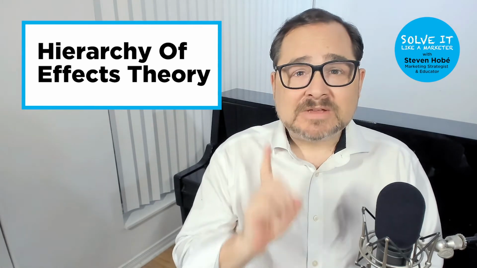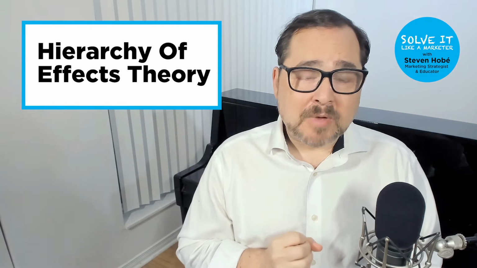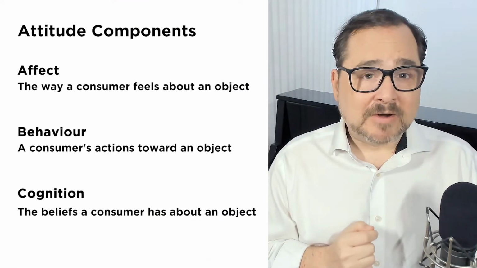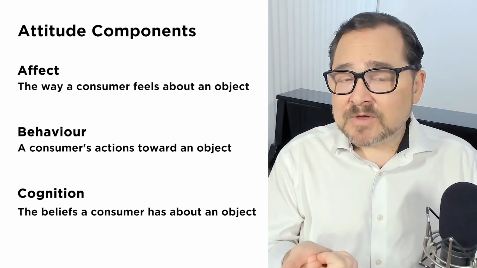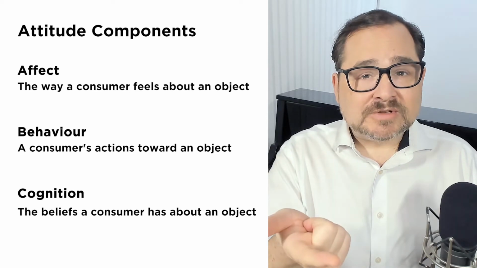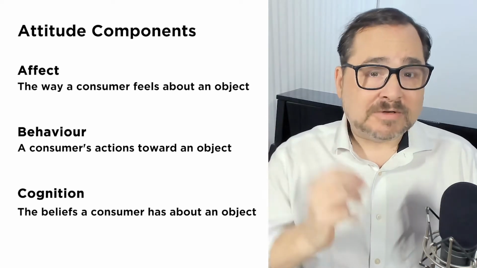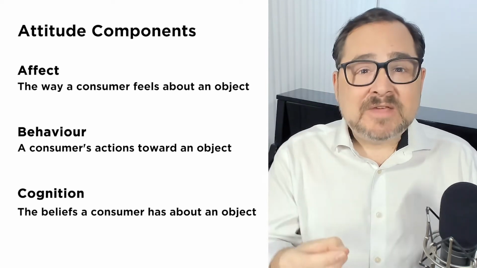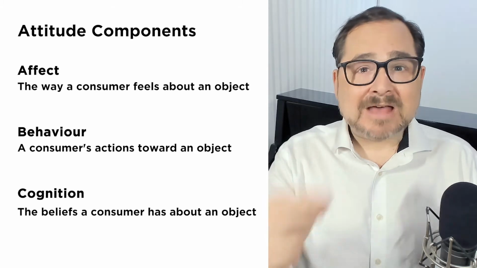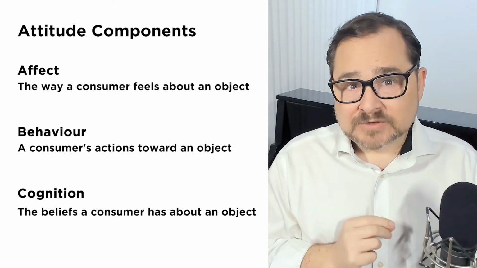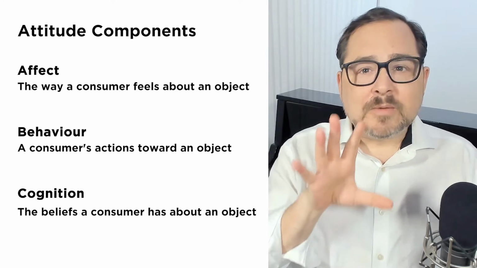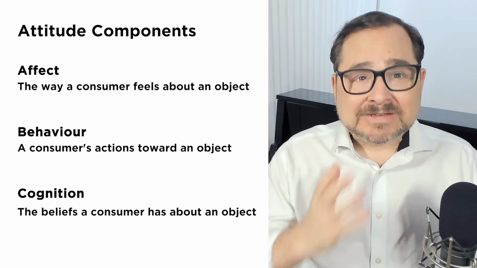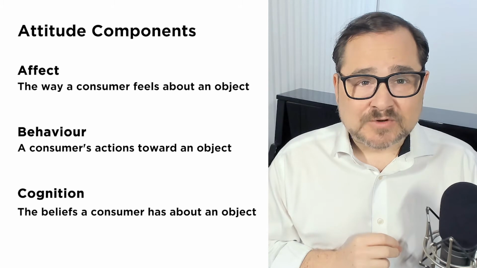So attitude is made up of three core components: affect, the way a consumer feels about an object; behavior, a consumer's actions with regard to that object; and cognition, the beliefs a consumer has about that object. And although these are important, how these factors relate to each other tells a very interesting story.